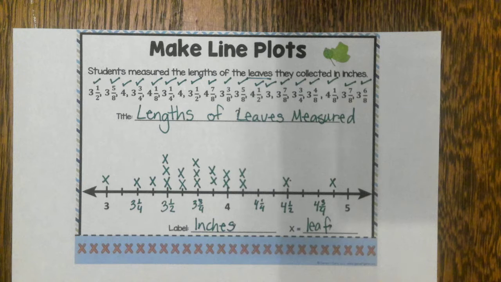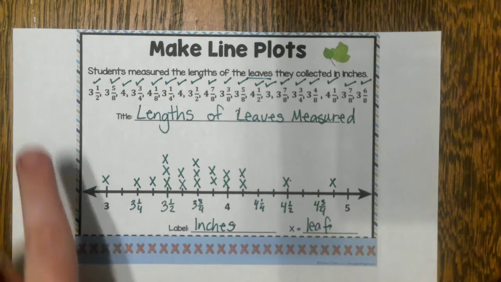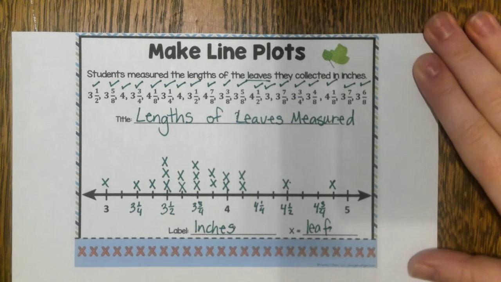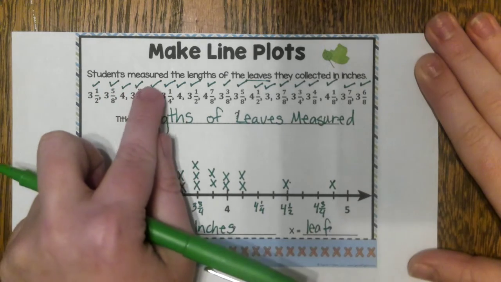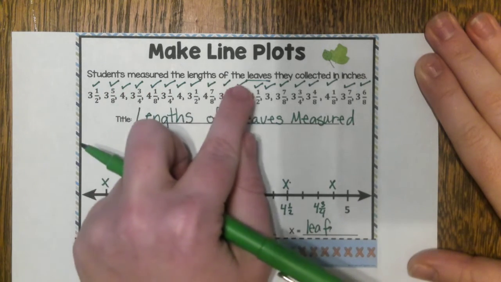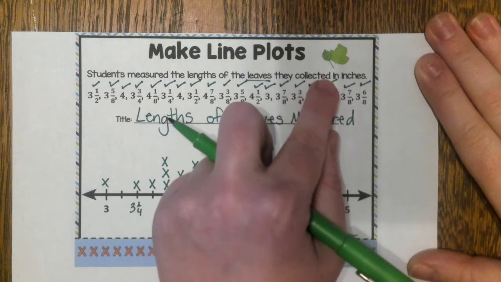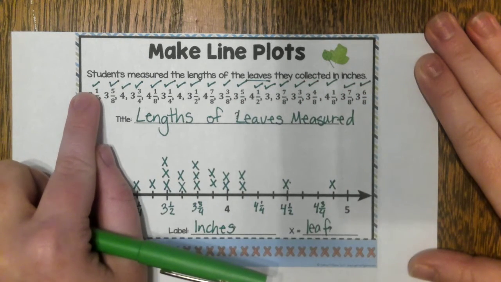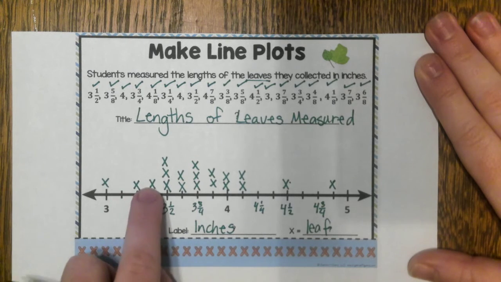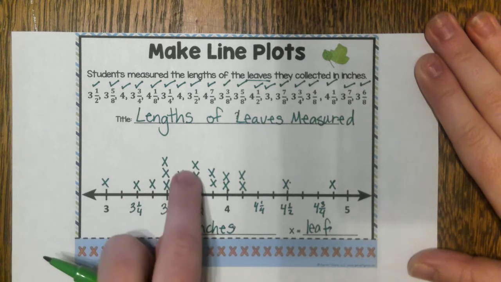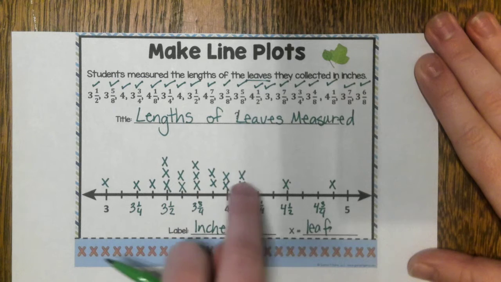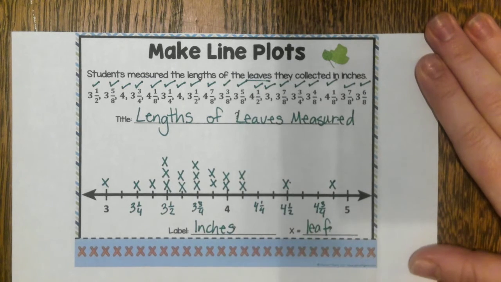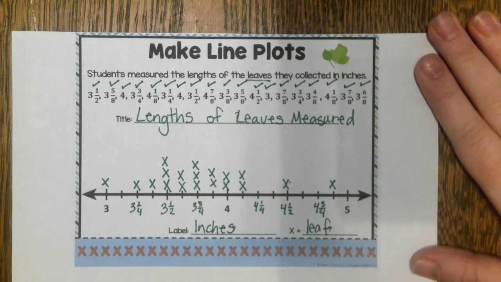All right, I finished marking my X's. Now, let's check to make sure I got all of them. 1, 2, 3, 4, 5, 6, 7, 8, 9, 10, 11, 12, 13, 14, 15, 16, 17, 18, 19. I have 19 numbers up here, and 19 X's. All right, I have it finished.